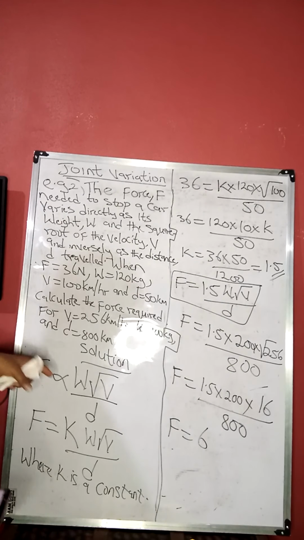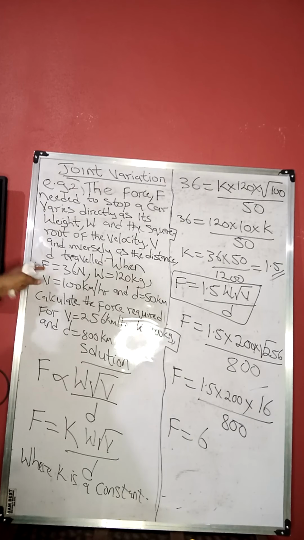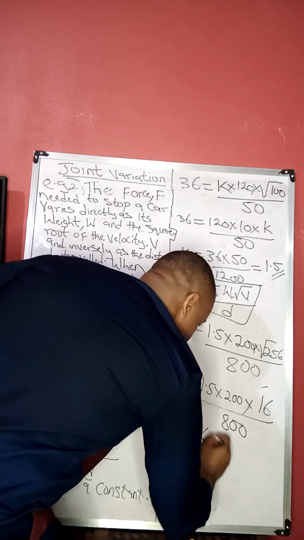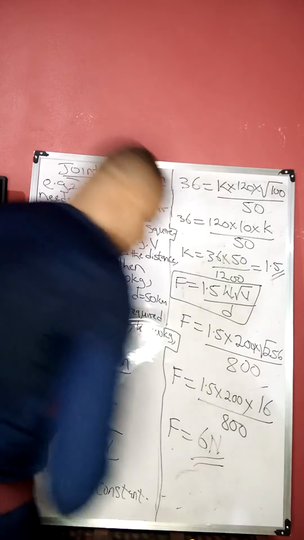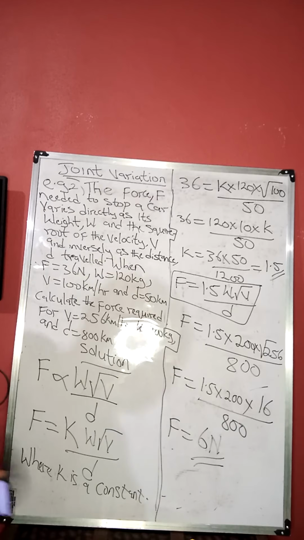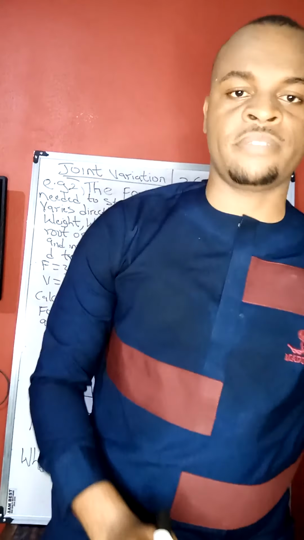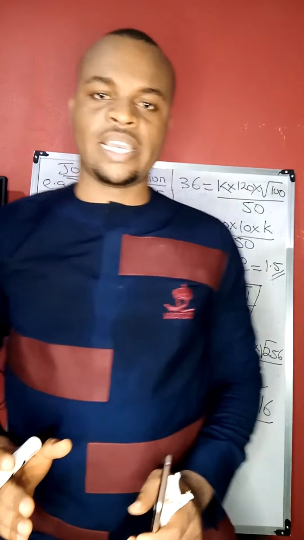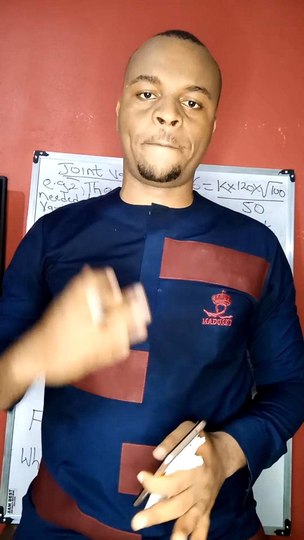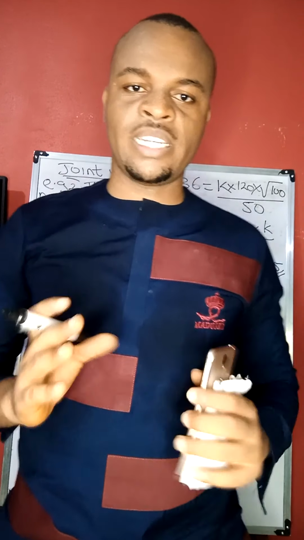Don't forget to write your unit, because in the question when they gave us our F, they told us F is in Newton. So you also introduce your unit as Newton. So F is 6 Newton. Alright, we've solved 2 questions now on joint variation. Now, I'll be leaving a practice question for you so that you can try your hands on it, and also for the WAEC students, ensure you go through your past WAEC questions to determine if you'll be able to solve any question on variation. The next question you'll be seeing on the board will be your practice question.